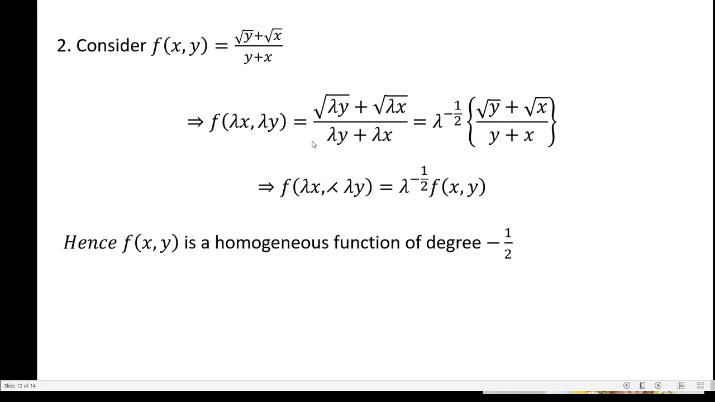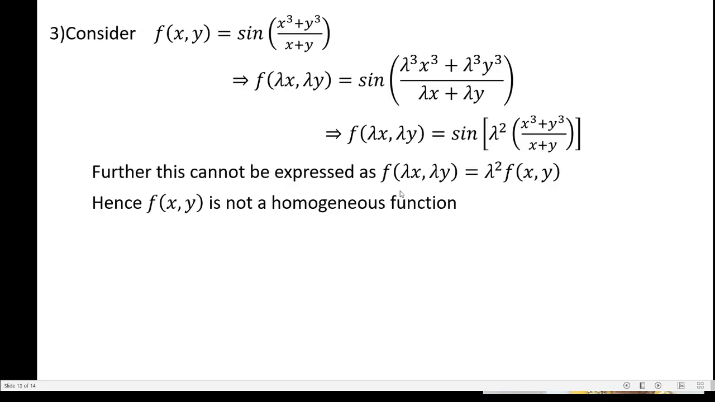Root lambda in the denominator can be written in the numerator as lambda to the power of minus 1 by 2, so we have lambda to the power of minus 1 by 2 into root y plus root x divided by y plus x. So f of lambda x comma lambda y can be written as lambda to the power of minus 1 by 2 into f of x comma y. That is, this is a function of degree minus 1 by 2.